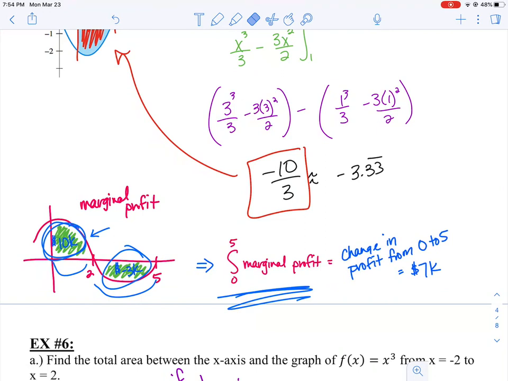When I integrate it from 0 to 5, I end up with a change in profit from 0 to 5 of really only $7,000. I had positive 10, but then I had a negative 3, so my net change from 0 to 5 is only $7,000. You've got to be careful depending on what the question asked. If I change that question and ask, what was the total change? Well, I had a change of 10,000 and then a change of 3,000, which is a total change of 13. I didn't grow by 13, but there was a total change of 13 versus a net change.